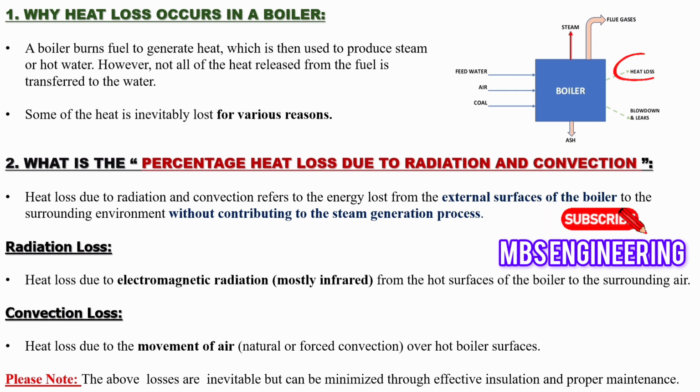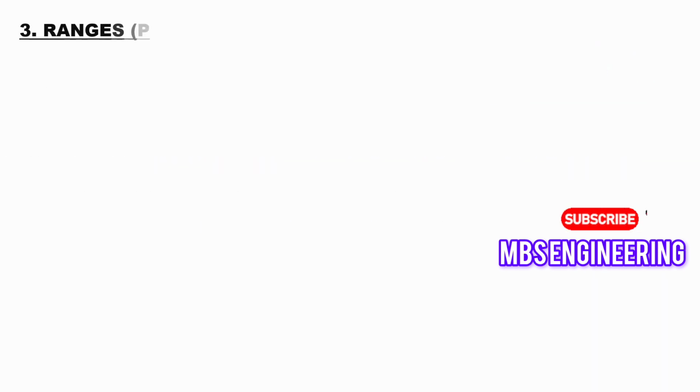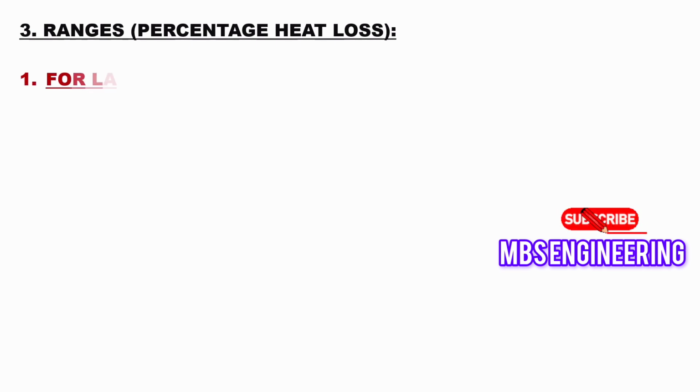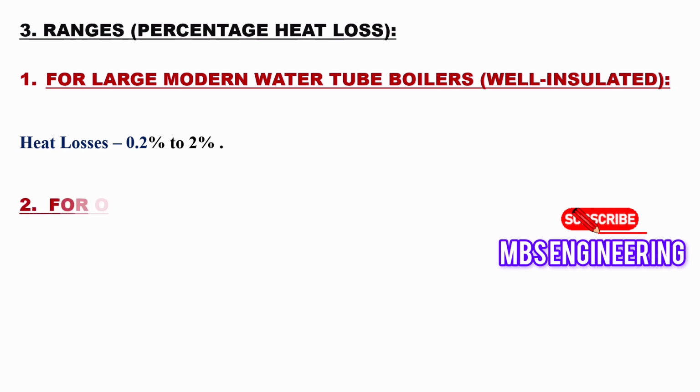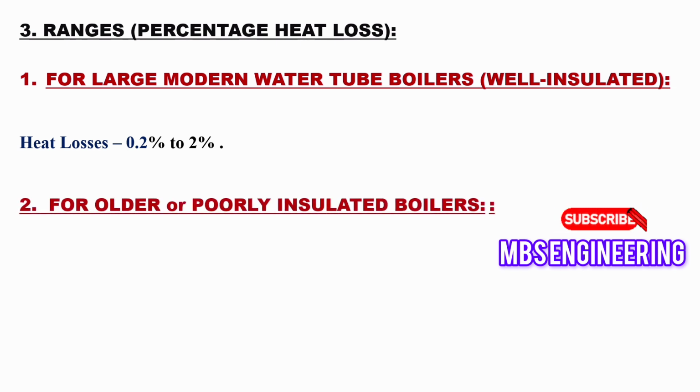Next, we will learn and understand the ranges of percentage heat loss due to radiation and convection in a boiler. In large modern water tube boilers with well-insulated surfaces, the percentage of heat loss ranges from 0.2% to 2%. In older or poorly insulated boilers, it ranges from 1% to 4%. Even small percentages can cause significant energy loss over time. These losses don't contribute to steam generation but still consume fuel energy.